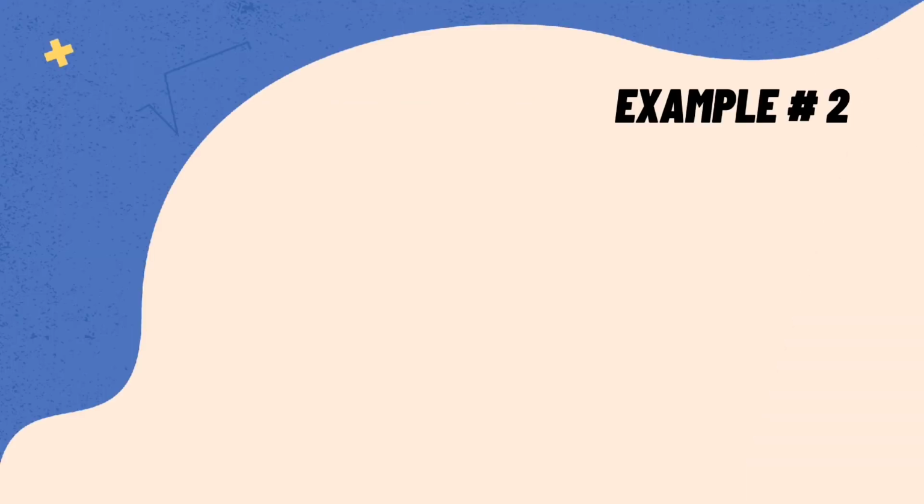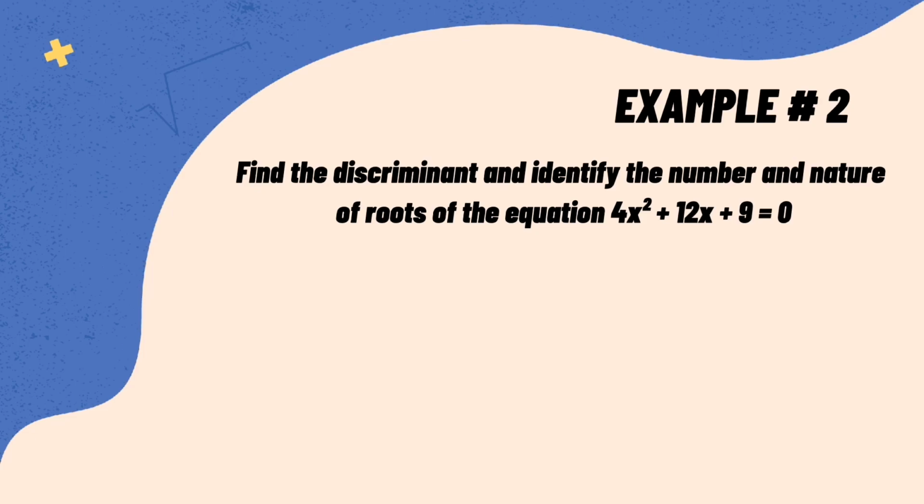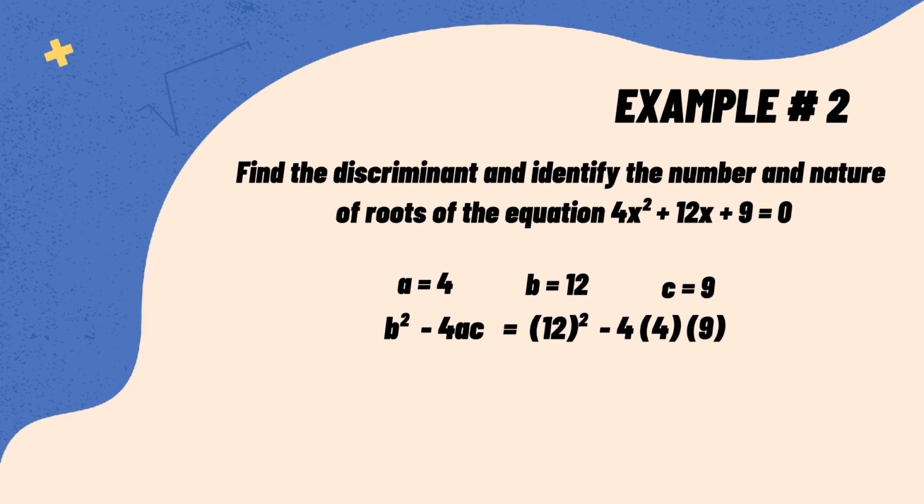For our next example, we have 4x squared plus 12x plus 9 is equal to 0. First step, identify the values of a, b, and c. For the value of a, we have 4, b is 12, and c is 9. After obtaining the values of a, b, and c, we need to substitute these values in the expression of b squared minus 4ac. Then, we will have b squared minus 4ac is equal to 12 squared minus 4 times 4 times 9.